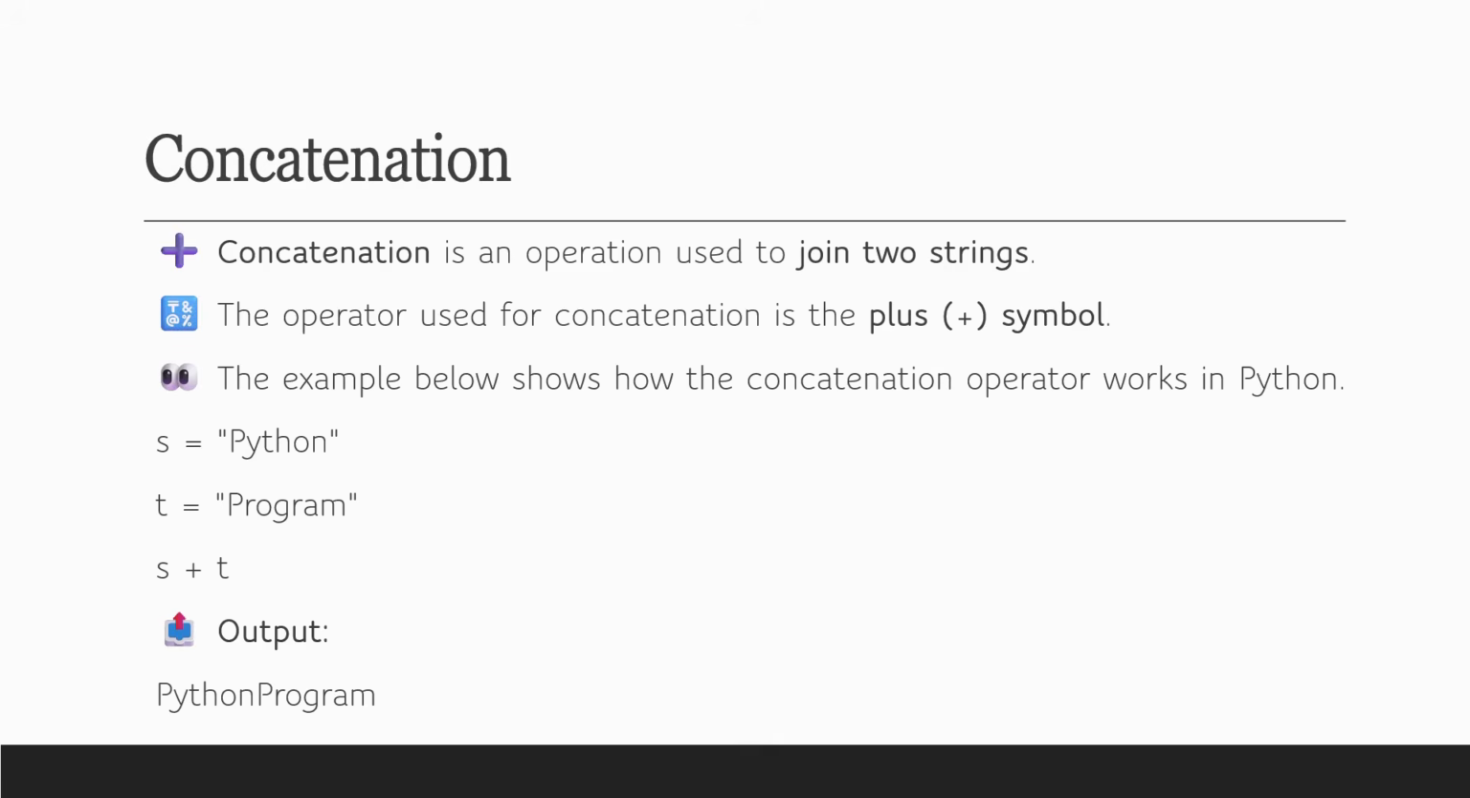Concatenation. Concatenation is an operation used to join two strings. In Python, the plus symbol is used as the concatenation operator. Here, the string "Python" is stored in the variable s, and the string "program" is stored in the variable t. When we use s + t, both strings are joined together, and the output we get is "Python program".